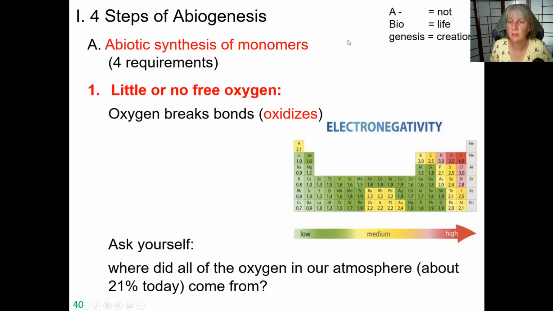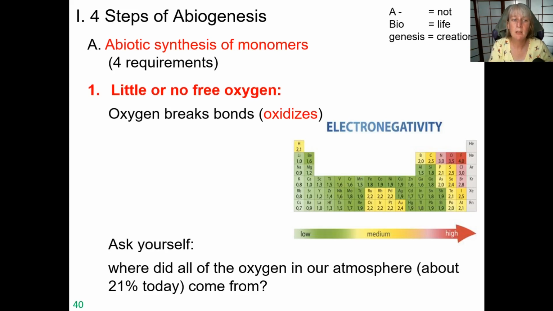I think my head is covering this over here, but this says A is not, bio is life, and genesis is creation. Abiogenesis means the creation of life from not life. Abiotic synthesis means that monomers arose through things that were not alive, making them form together. I'm going to use amino acids as an example because we have found them on asteroids in outer space, where they are not originating from Earth. We know monomers can form given these 4 conditions. So we hypothesize that those conditions must have existed on early Earth.